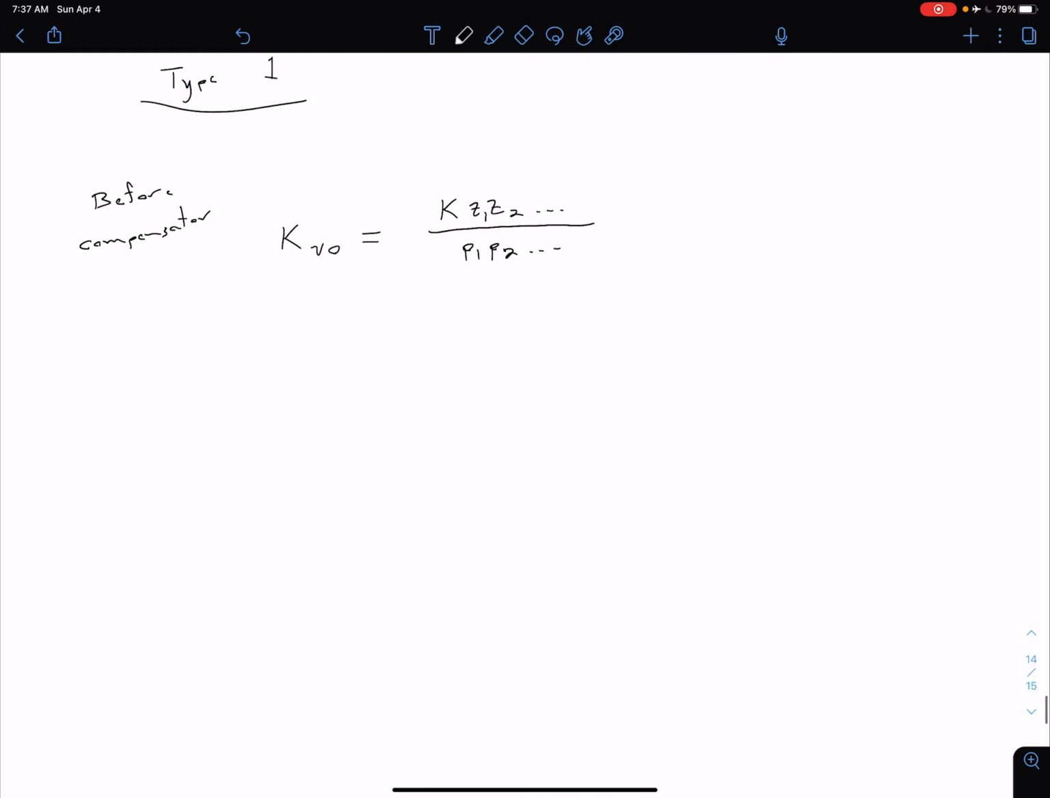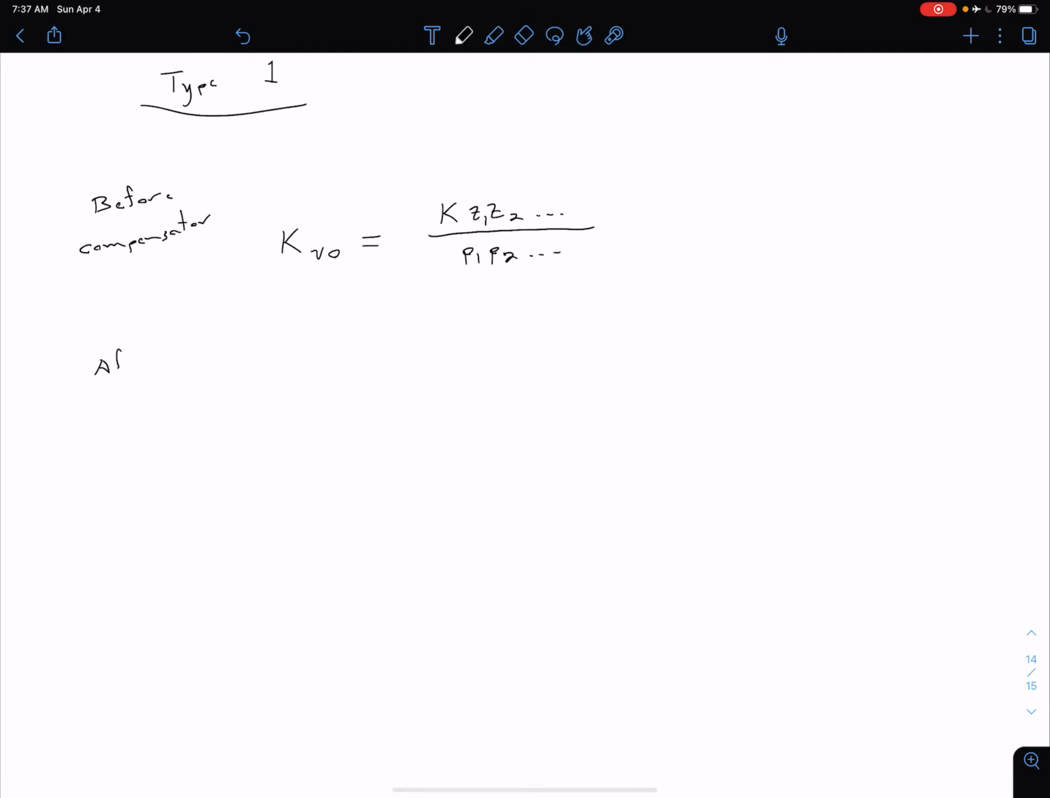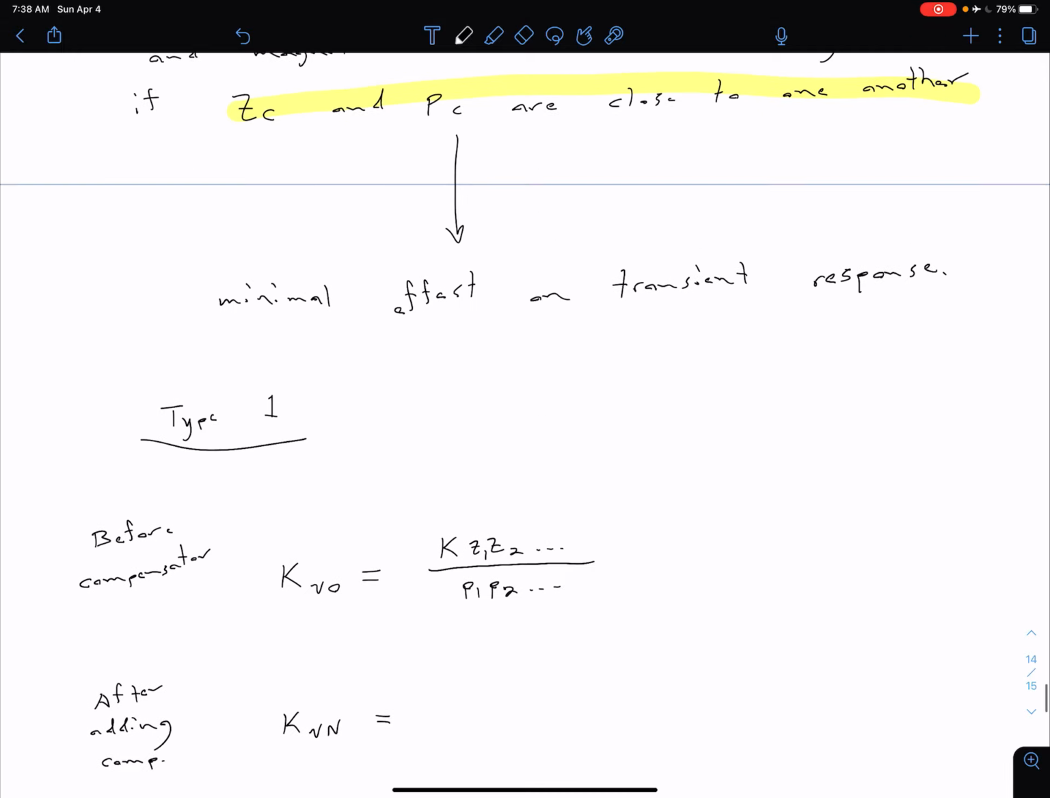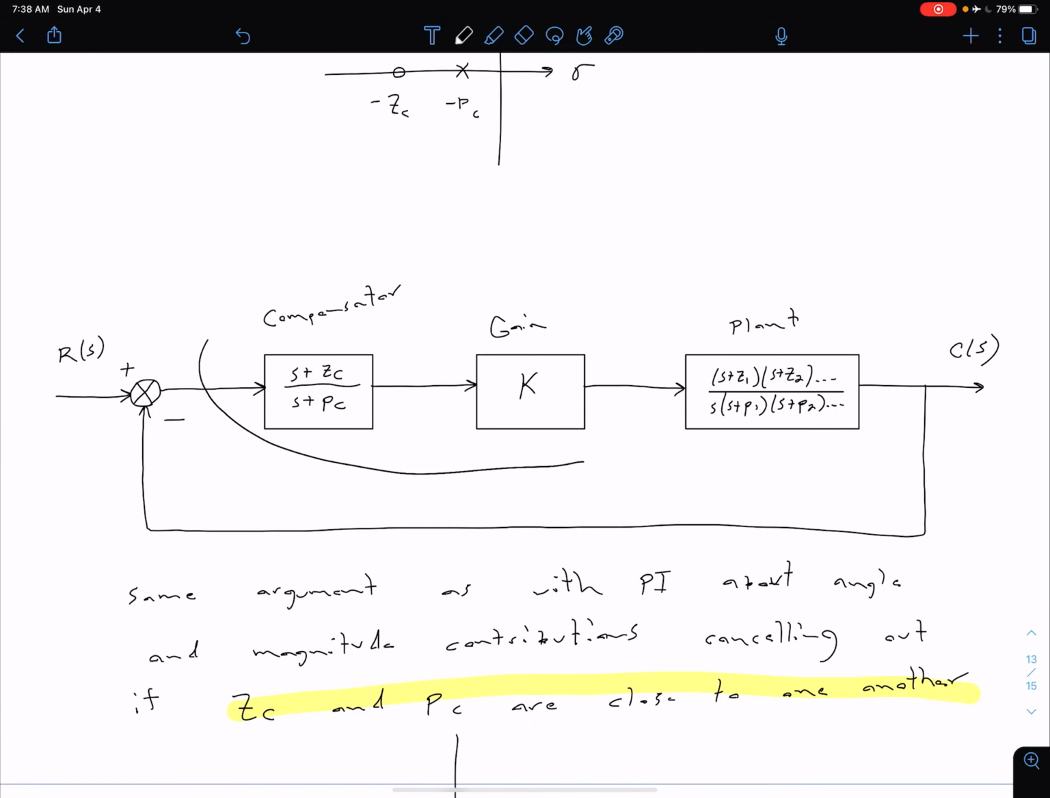Now, once we add the compensator in, so after adding our compensation, we're going to have some new static error constant, so let's call that KVN. Let me do capital N to be consistent with the notes. And so now we're considering all of this as our GEQ. So we're adding that compensator in.